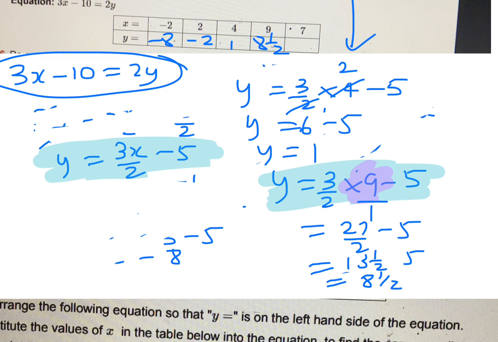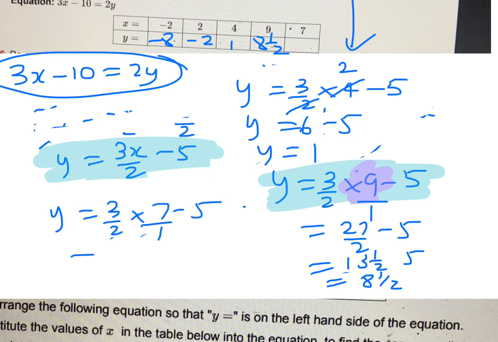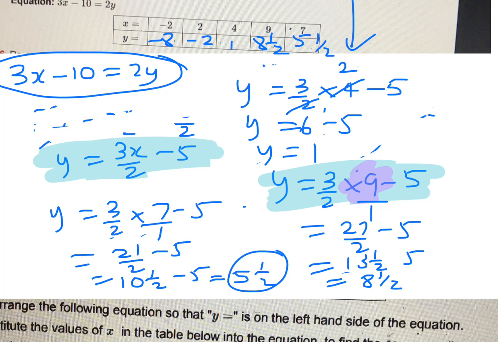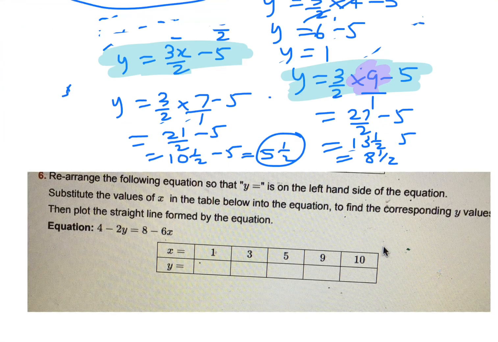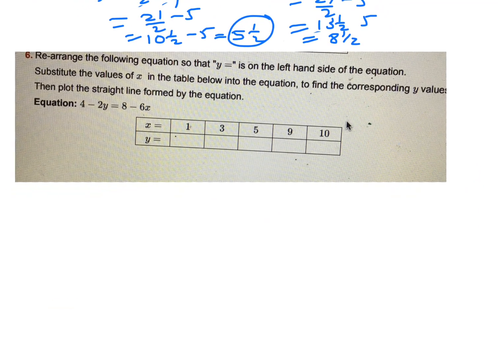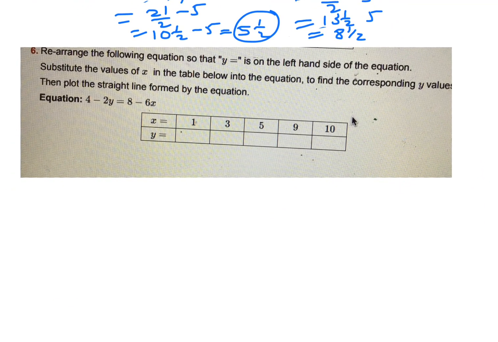Alright, so now we're just going to do 7. So y equals 3 on 2 times 7 minus 5. 3 7s are 21 on 2 minus 5. 21 on 2 is 10 and a half minus 5. 10 minus 5 is 5. That'll just be 5 and a half. So rearrange the following equation so it's y equals, and find the corresponding y values.